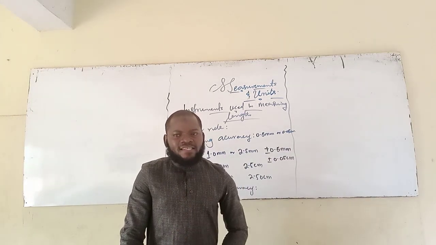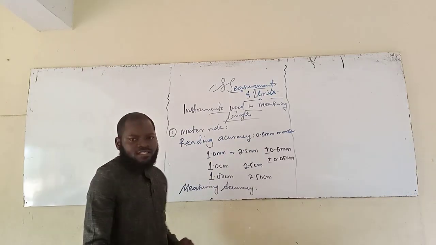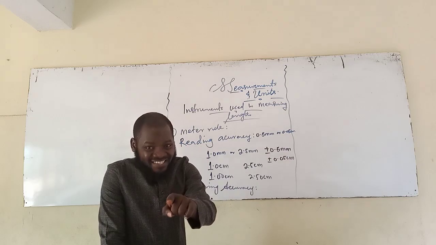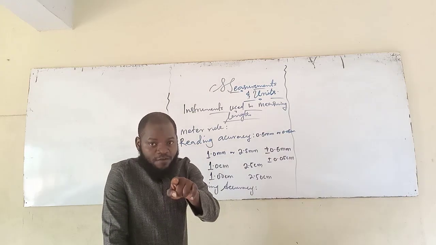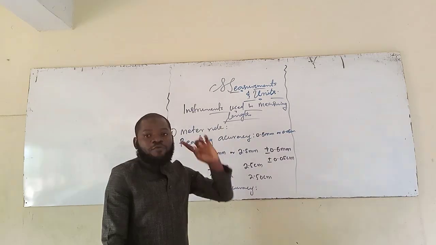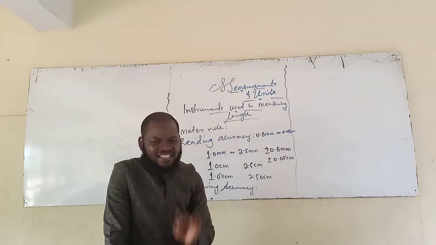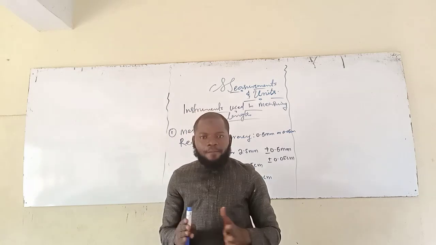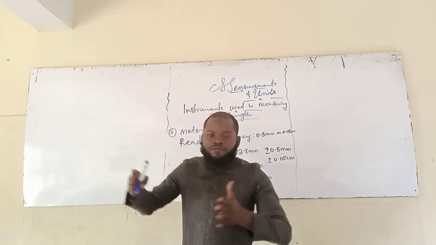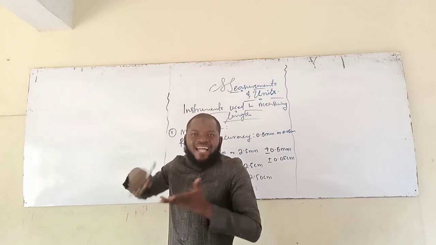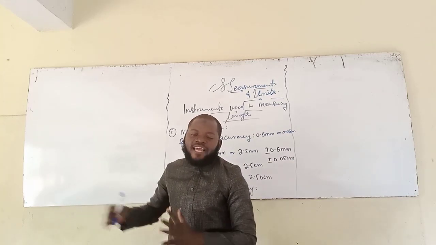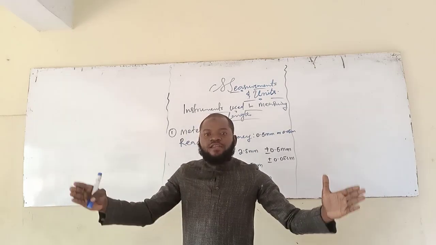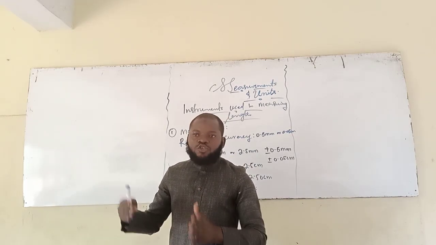Now, what other things can JAMB ask under this? They want to test you on reading accuracy, but not directly. You get where I'm coming from now? How can they test you if it is not directly? I'll tell you. JAMB can come and ask which of the following readings. They are going to provide you with four readings, since the options are four, and you'll be asked which of the following readings cannot be determined using a meter rule.